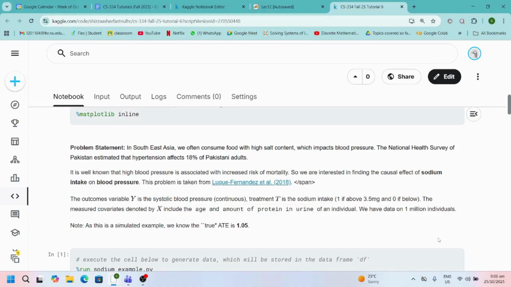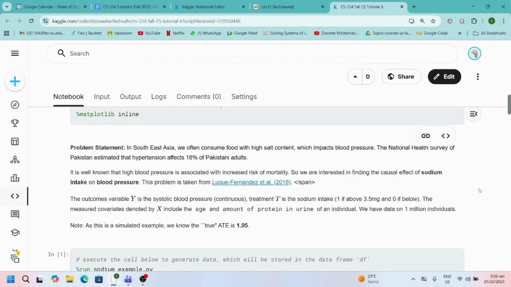The outcome variable y is the systolic blood pressure. This is a continuous variable. Then the treatment is sodium intake. Sodium intake is a binary variable, because in our data we have stored one if the sodium intake was more than 3.5 milligrams and zero otherwise. So, either high sodium intake or low sodium intake, either 0 or 1.